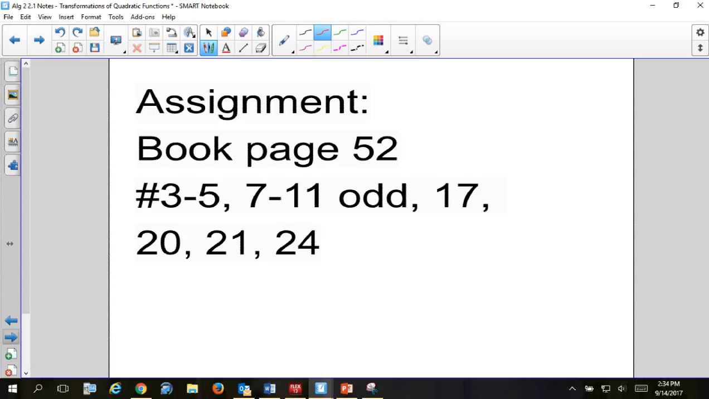Take 2 pieces of graph paper. Tell me if you didn't get 2 if I counted wrong. You need 2 pieces of graph paper. Let me know if you didn't get 2.